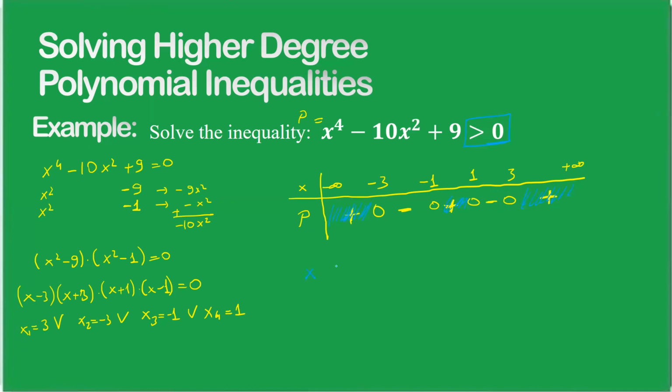Now let's write x is an element of, I can change the color by the way. x is an element of minus infinity to minus 3, union. Why I'm using parentheses: because here we have just greater than 0, not greater than or equal to 0. Minus 1 to 1, and union from 3 to plus infinity. Now this is our solution set.